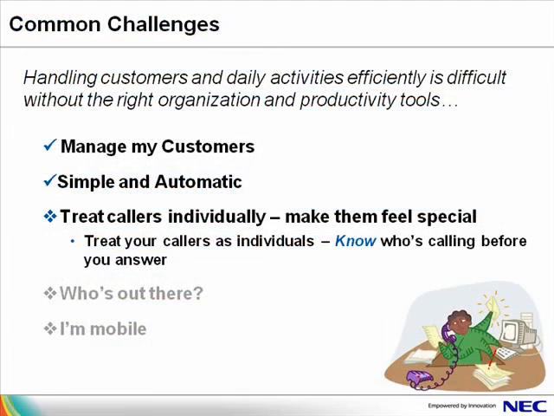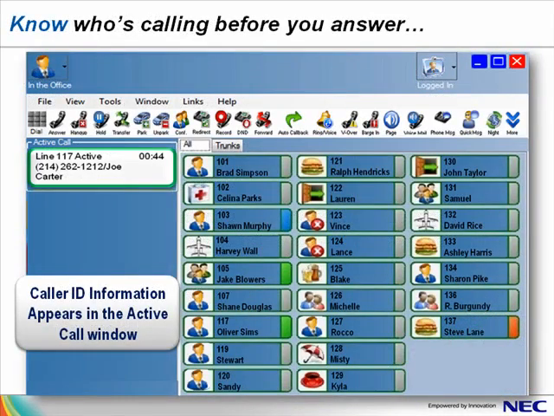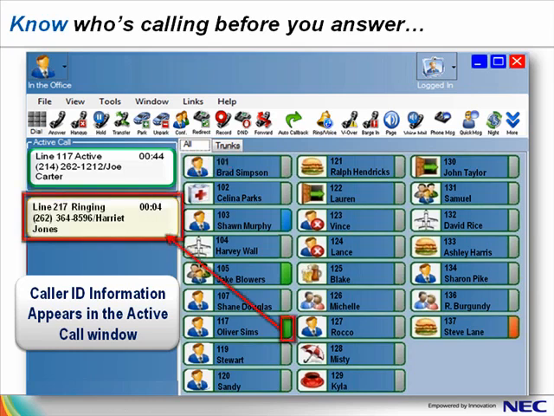So far, you've seen how UC Desktop Suite can help you manage your contacts, handle incoming calls, and dial automatically. How can it assist you in treating your callers as individuals? Caller ID information, including name where available, is displayed in the active call area so you can greet your caller personally. If you are already engaged in a conversation, knowing who is calling enables you to make an informed decision about taking the call or letting it forward to voicemail.